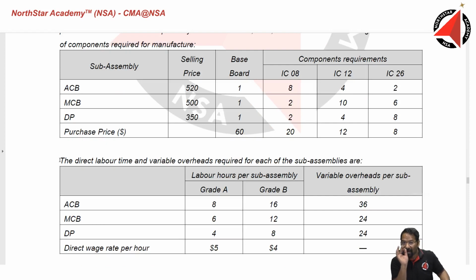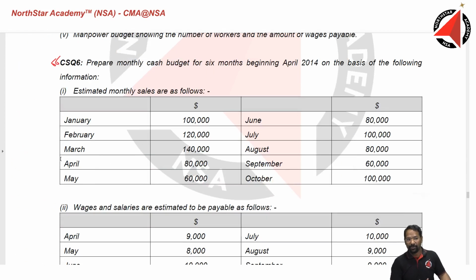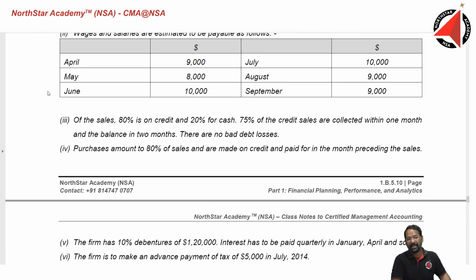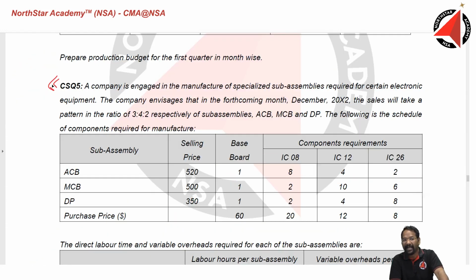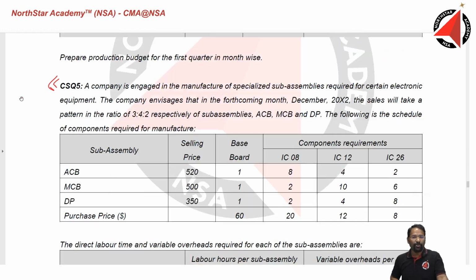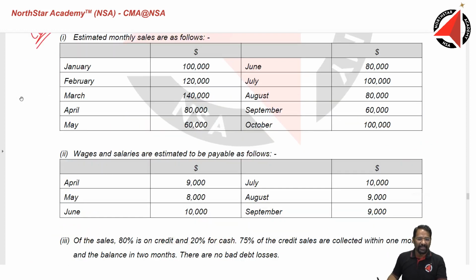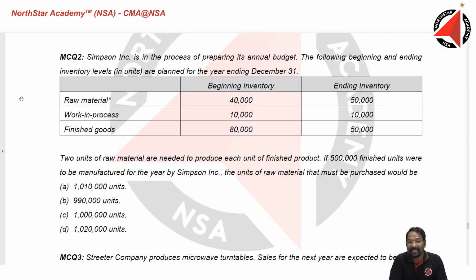All right. One more question is there, which I have to teach in this topic, which is CSQ 6. This is my classwork. I will teach you this question, which will give you complete knowledge about cash budget. What else is there? Question number 4. This is your homework. Sir, MCQ question. Of course, when I am doing CSQ 6, I will do MCQs also.